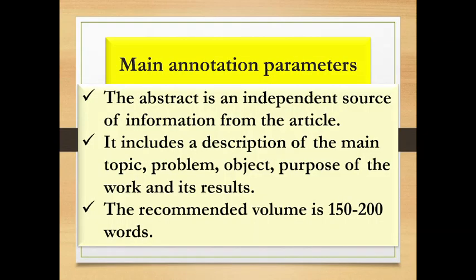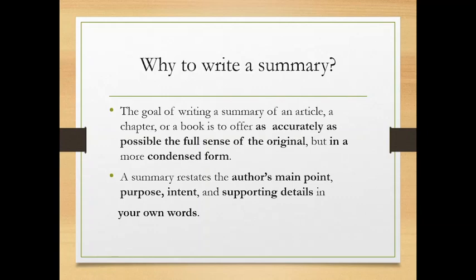The main annotation parameters. The abstract is an independent source of information from the article. It includes a description of the main topic, problems, object, purpose of the work and its results. The recommended volume is 150 or 200 words. Why write a summary?